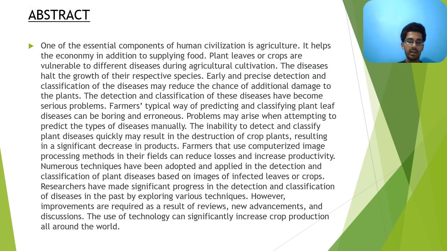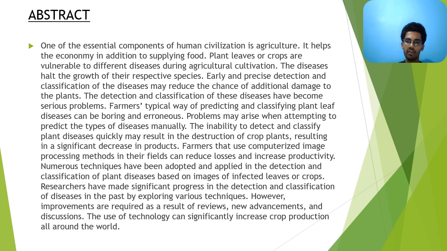For the beginning, abstract. One of the essential components of human civilization is agriculture. It helps the economy to provide food for humankind. Plant leaves or crops are prone to different diseases during agriculture cultivation. These diseases hamper the growth of their respective species. Early and precise detection and classification of disease may reduce the chances of additional damage to the plants. The detection and classification of these diseases have become serious problems.